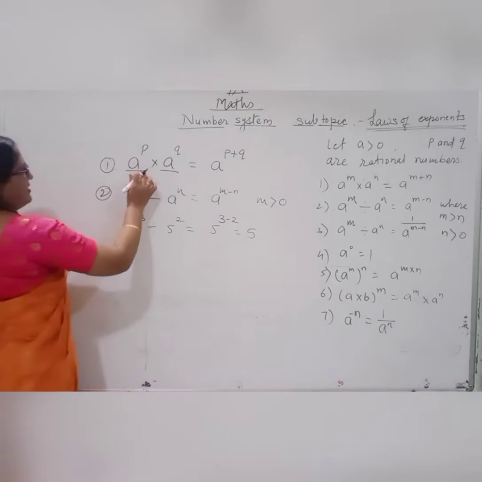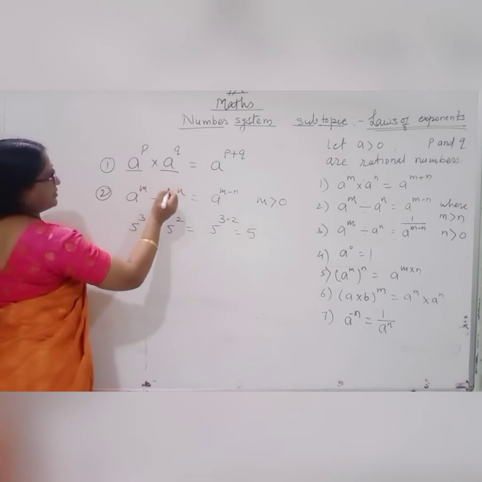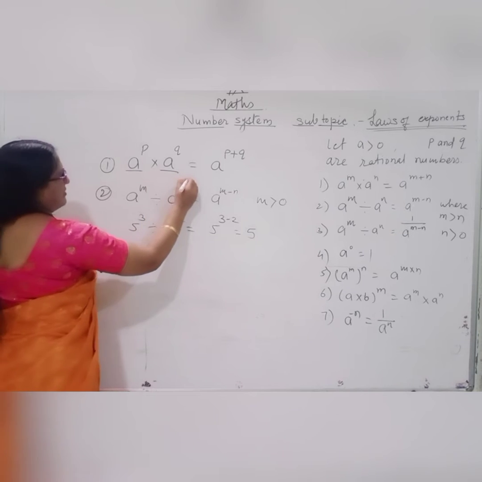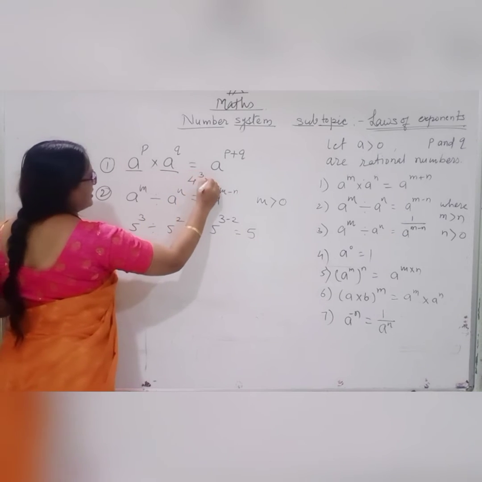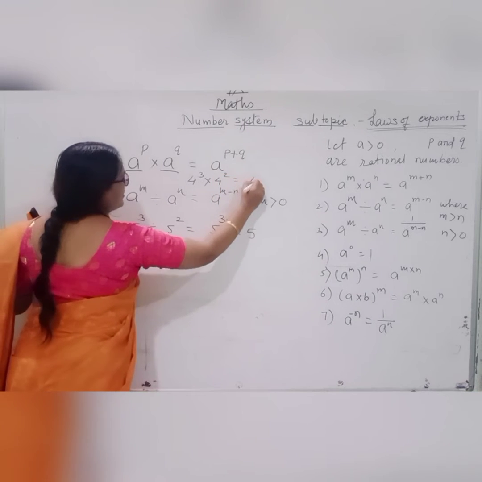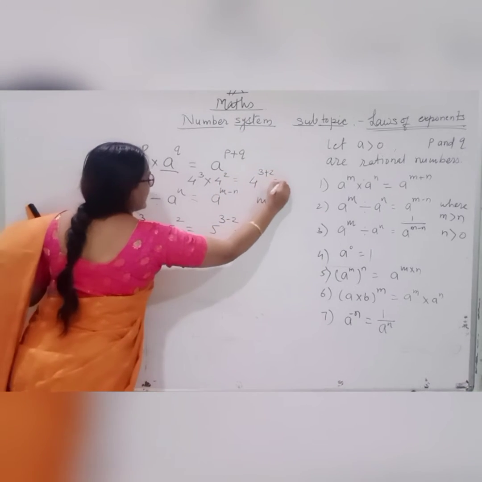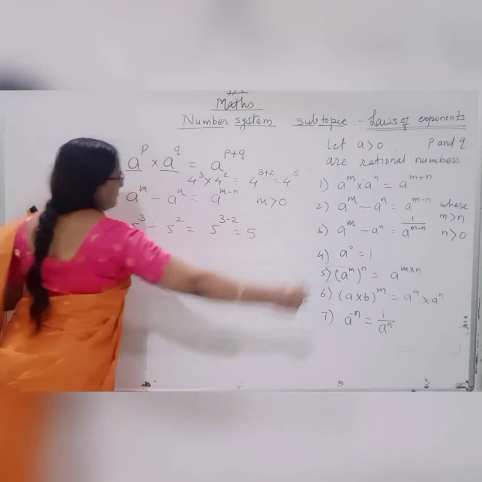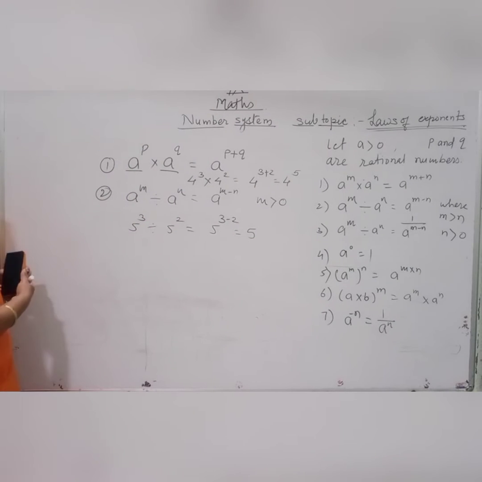Here a raised to the power p multiplied by a raised to the power q, means 4 raised to the power 3 multiplied by 4 raised to the power 2, is equal to 4 raised to the power 3 plus 2, that is 4 raised to the power 5. Is that clear?